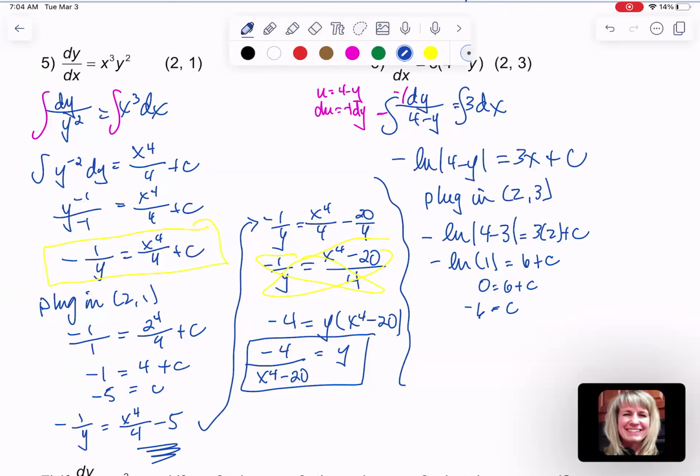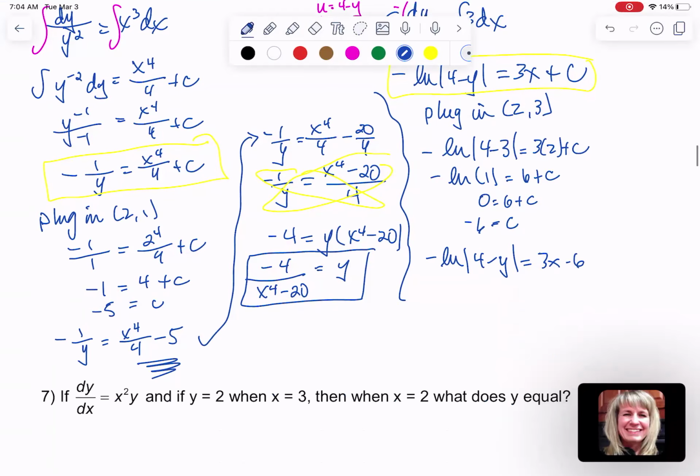Okay, so now plugging it back into where I plugged the point in, which was right here, we get a negative natural log of 4 minus y equals 3x minus 6. And then again, I'm solving for y. We have to undo our order of operations backwards. So I have to undo that multiplication right there first. So I'm going to multiply both sides by a negative. So this becomes natural log of 4 minus y equals a negative 3x plus 6.